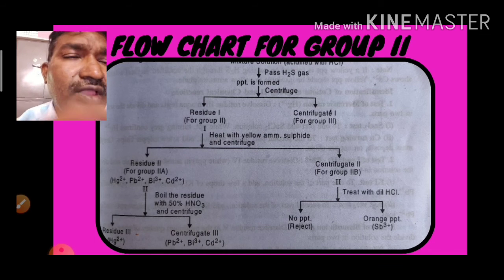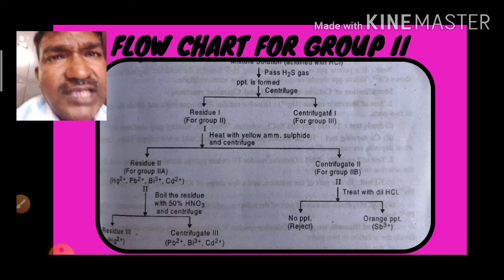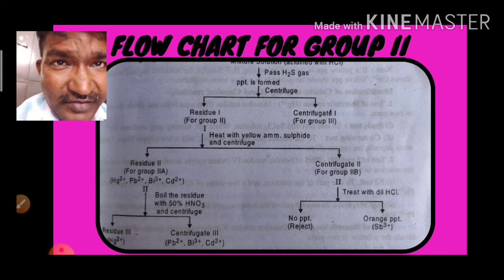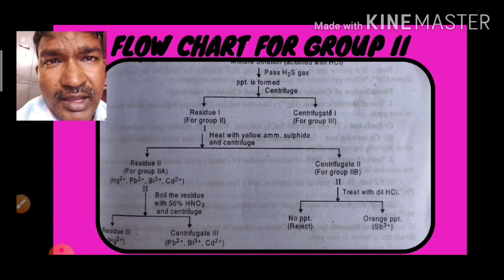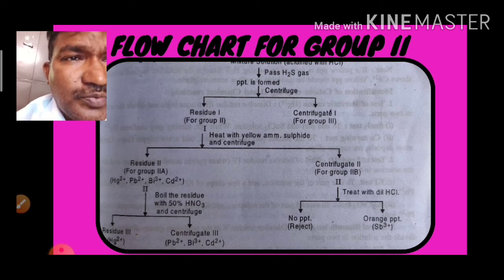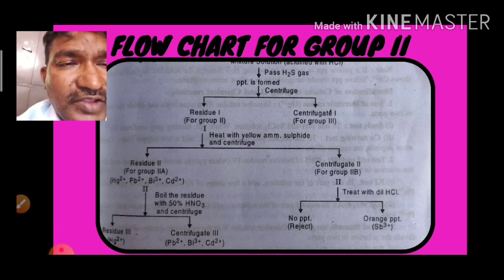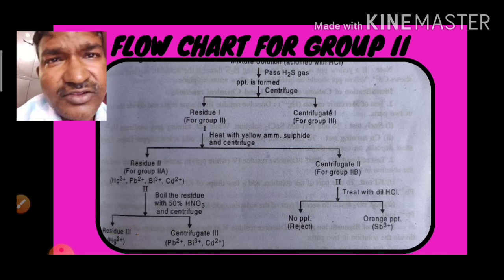So we have to pass H2S gas into the centrifugate if we get the precipitate in the first group, or otherwise we take the original solution and pass H2S if we don't get the precipitate in the first group. So if any first group cations are present, then we get the precipitate.